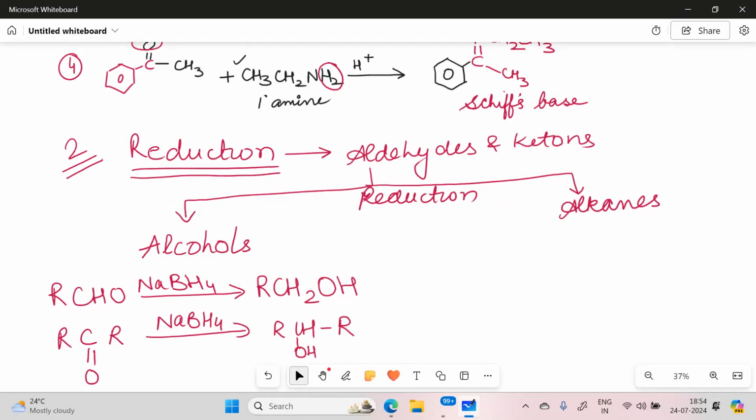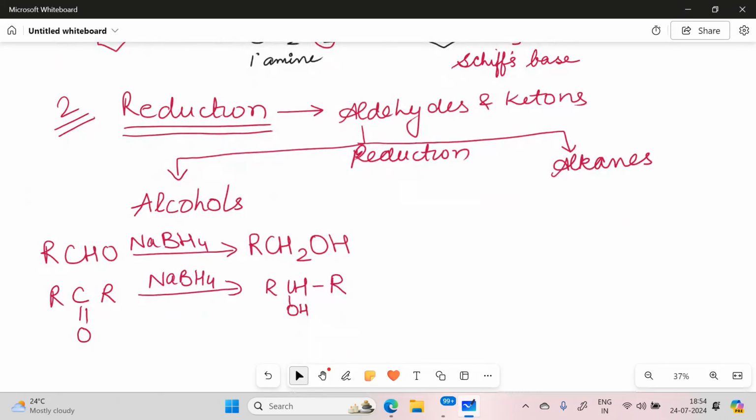Aldehydes convert into primary alcohol. Ketones convert into secondary alcohol. You have to convert CHO to CH2OH. Mainly what happens, CHO is like this. So when you are doing the reduction, the double bond converts into a single bond. One H comes here, another H comes here.